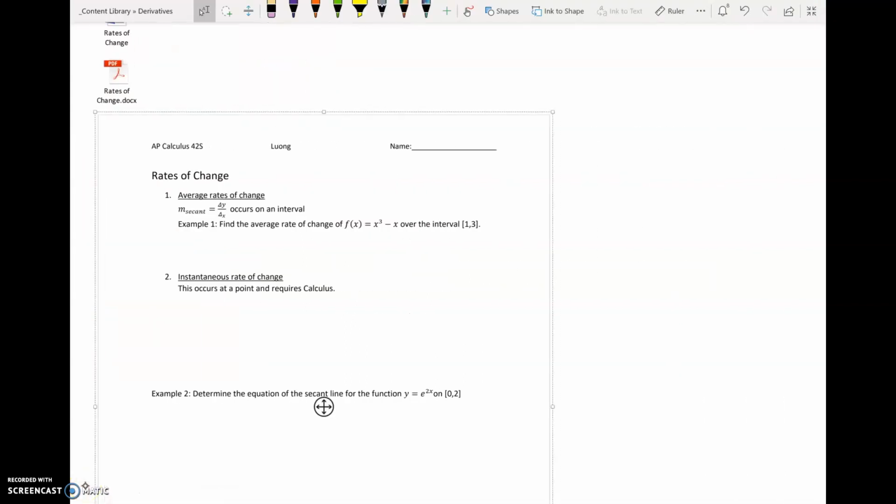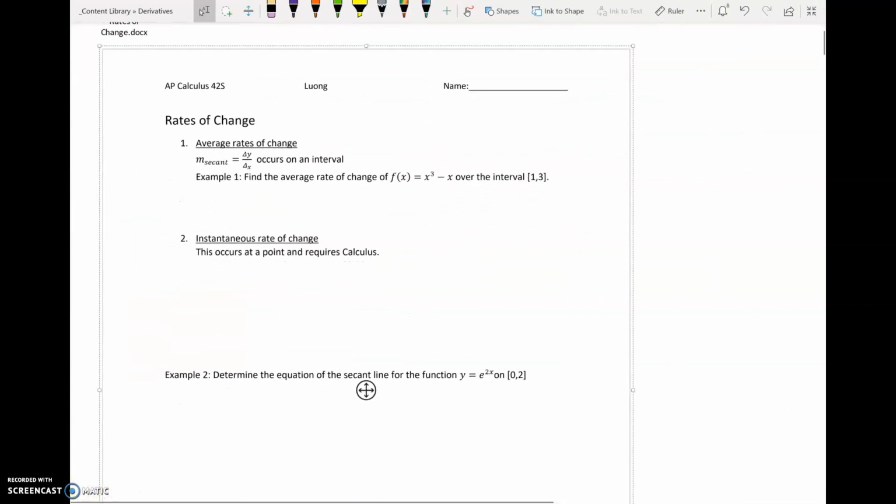Okay, so now we're going to touch base on derivatives, or start to calculate derivatives. But before we even do that, we're going to look at rates of change. You are used to seeing rates of change in terms of m, the slope, is equal to the change in y over the change in x. What you've been calculating before is also called the secant slope, and it usually occurs over an interval.